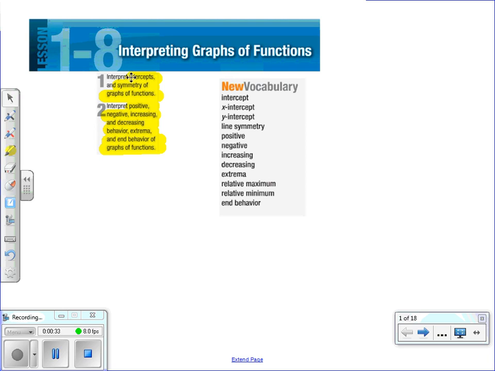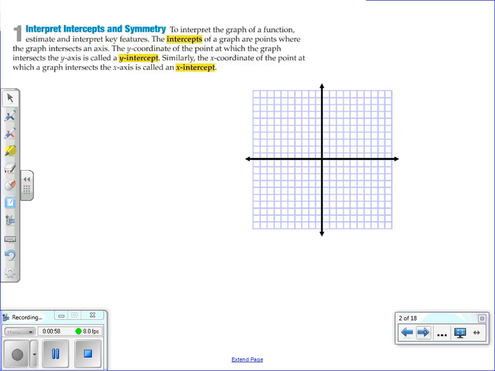Please go ahead, make a list. So you remember that these are all the things that I may need to make sure I have in my notes today. Intercept, x-intercept, y-intercept, line of symmetry. Make this whole list, and then we will move on and identify what each of these things are later in this presentation. All right. Interpret intercepts and symmetry.